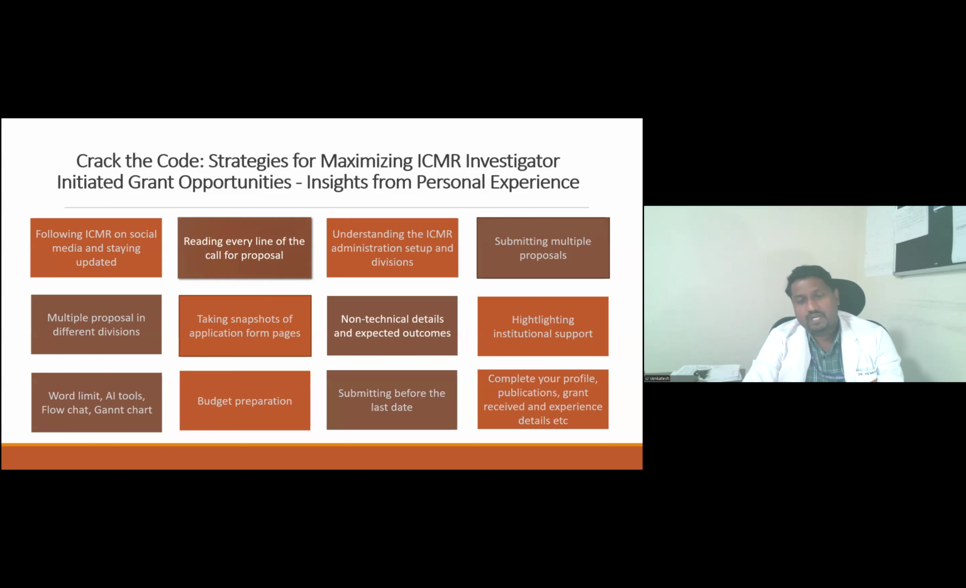Then the third point is, you have to also understand the administrative setup of that funding agency and how the different divisions work. If you go to the ICMR website, you can actually see the organogram of the ICMR and the different divisions under each administrative setup. This will actually help you in getting multiple grants in the calls, by submitting multiple proposals.